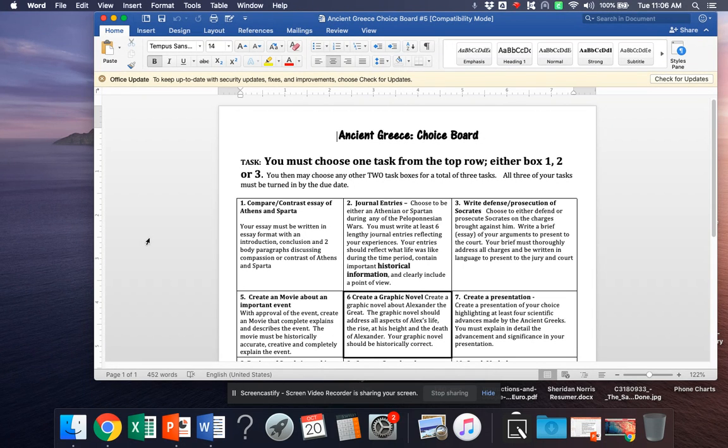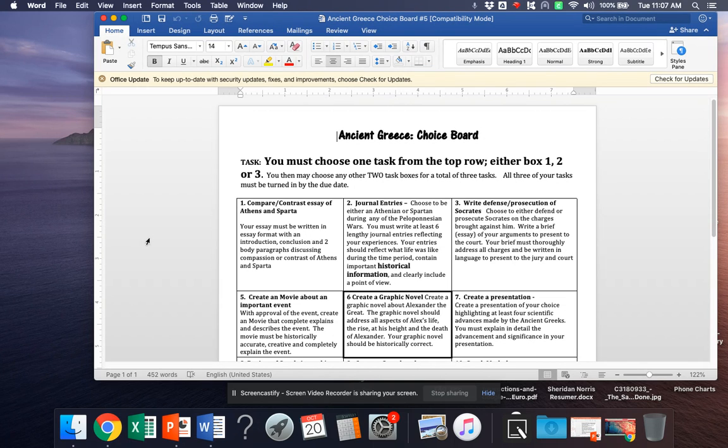For those of you that enjoy, again, creativity, I have Create a Graphic Novel. Create it in any way you want. You can do it with a digital application. You can draw it yourself. You can write it out. However you want to do that. And the only stipulation is that this is a graphic novel about Alexander the Great. So the graphic novel should address aspects of Alexander's life, his rise, his height, and the death of Alexander, and should be historically accurate. This is not an art project.